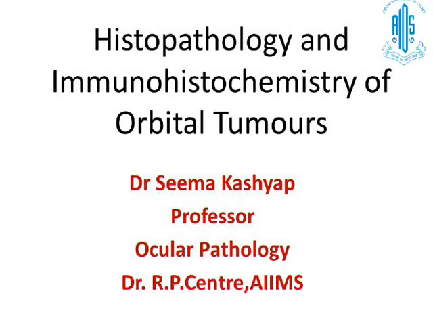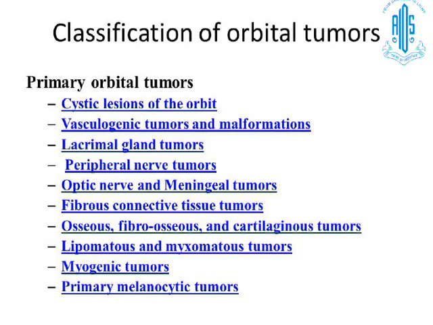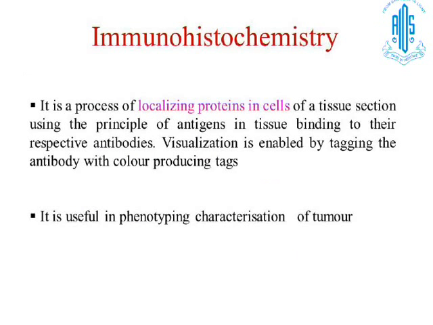Good morning, everybody. I'll be talking about the importance of immunohistochemistry in the diagnosis of orbital tumors. What is immunohistochemistry? It is the process of localizing proteins in the cells of a tissue using the principle of antigens binding to the respective antibodies. Then you visualize using color-producing tags along with the antibody, or a chromogen; what we use is DAB. It's useful in the phenotypic characterization of tumors.